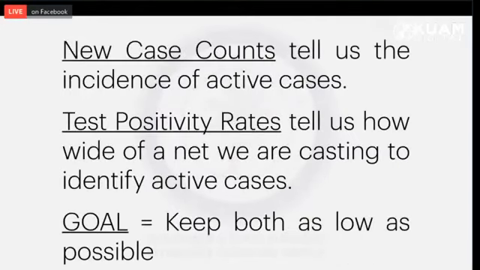So just to summarize again for everyone, new case counts tell us the incidence of active disease and active cases on Guam, while test positivity rates tell us how wide of a net we are casting to identify active cases. Our goal ultimately is to keep both as low as possible.